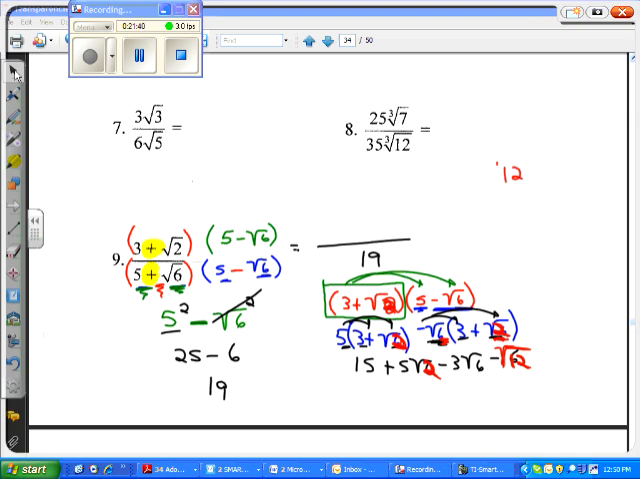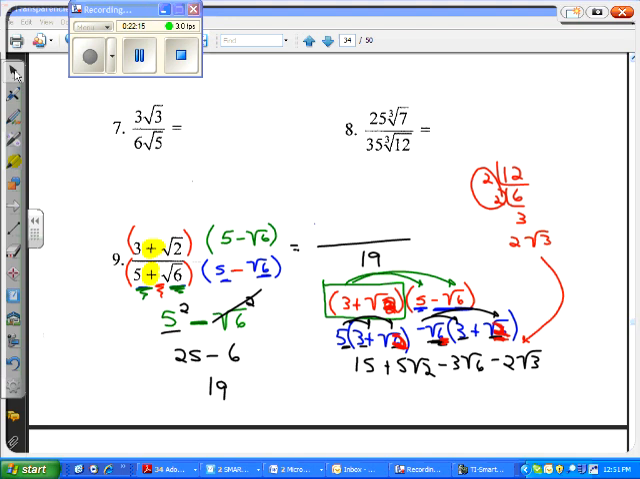Square root 12 will break down. 2 will go into it 6. 2 will go into it 3. You got a pair of 2's, and so you would have a 2 square root 3. So if we replace square root 12, I'm just going to erase it and replace it. Then we're going to have a minus 2 square root 3. Now I'm going to clean that up, plus 5 square root 2.